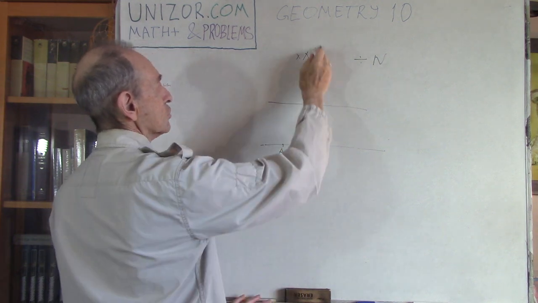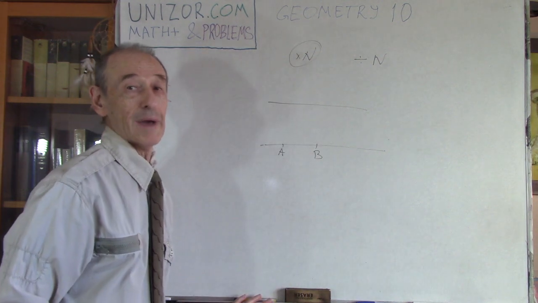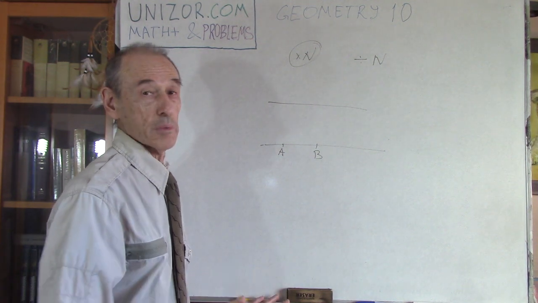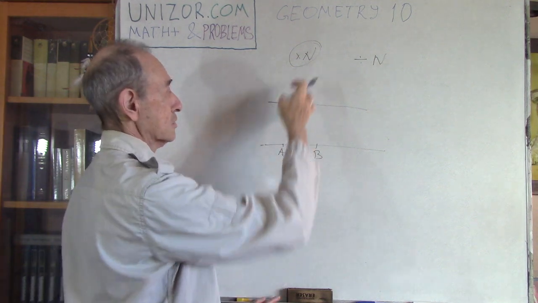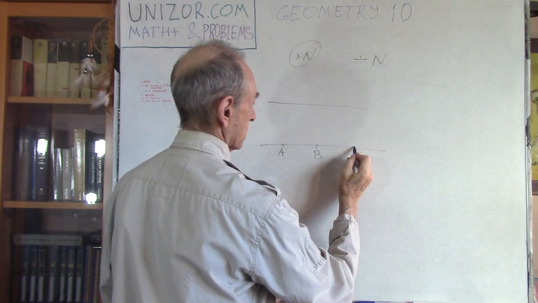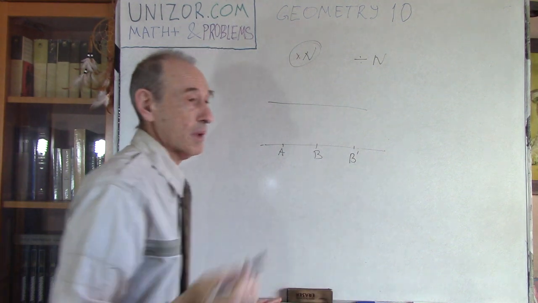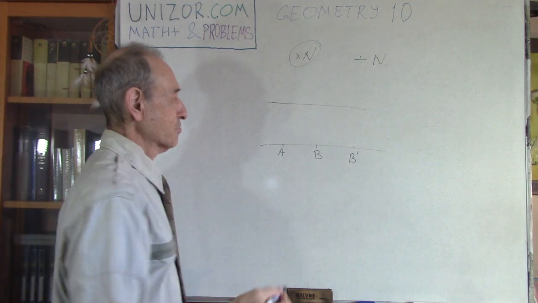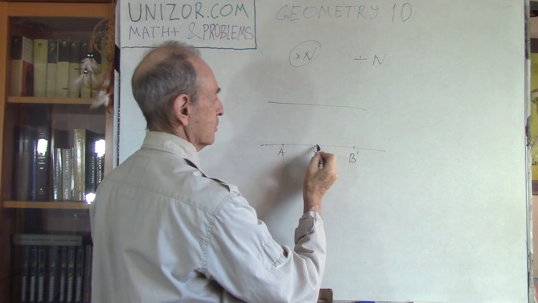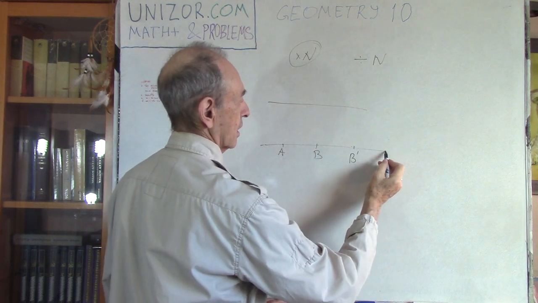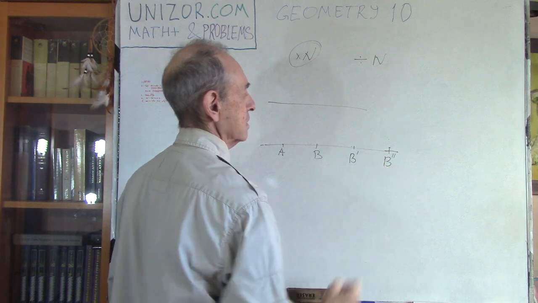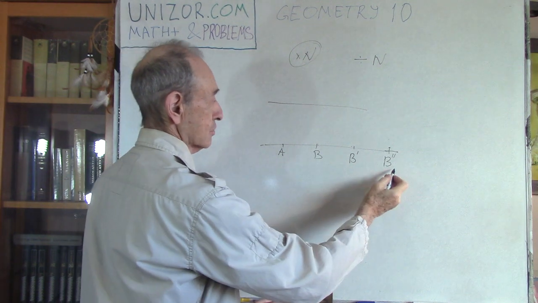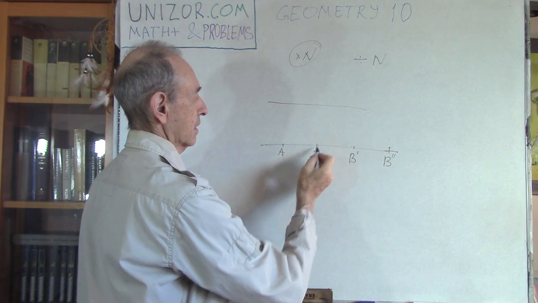The question is how to increase the length of AB by any natural number n. We know how to double it, which means we know how to multiply it by 2. What if I want to multiply this by 3? Well, obviously the thing is very simple. You multiply BB prime by 2, and you will have B 2 primes. Now, AB 2 primes is basically triple AB.